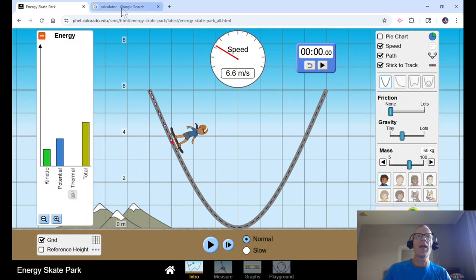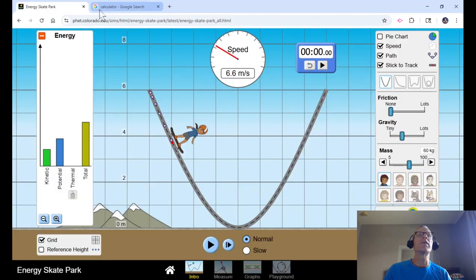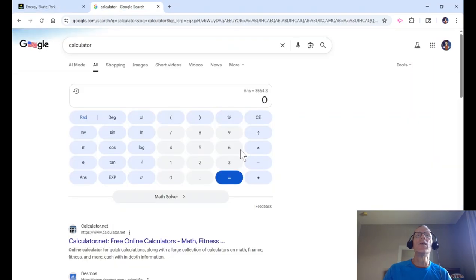Let's do a quick calculation of her gravitational potential energy. Gravitational potential energy is mgΔy, and she starts 6 meters above the ground. So m, she's 60 kilograms, times g, 9.8 meters per second squared, times 6 meters. So 3528.